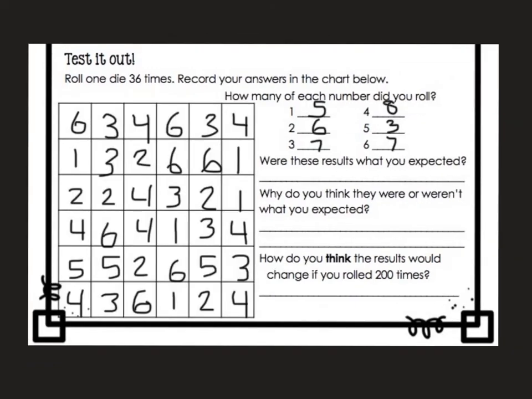These are my results. How do yours compare? Were these results what you expected? Why do you think they were or weren't what you expected? How do you think the results would change if you rolled the die 200 times? Think about it and discuss what you believe with a friend.